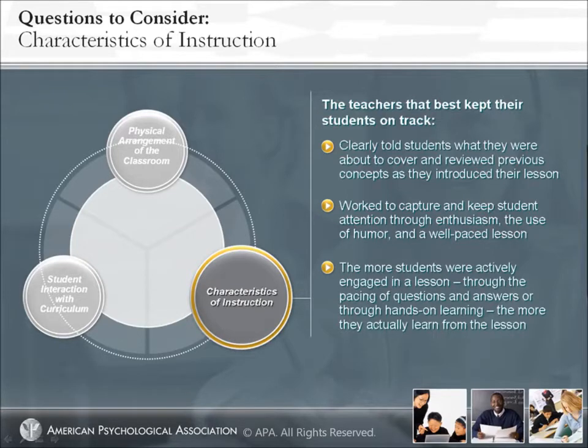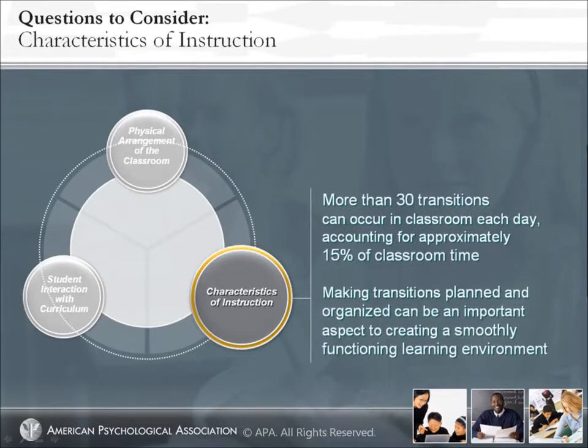Have you experienced disturbances in classroom flow when changing from one topic or activity to the next? Studies have shown that more than 30 transitions can occur in a day in a classroom, accounting for approximately 15% of classroom time. Making transitions planned and organized can be an important aspect to creating a smoothly functioning learning environment.